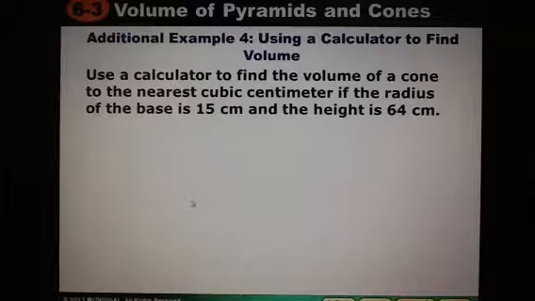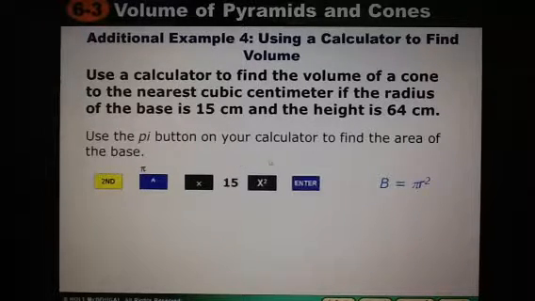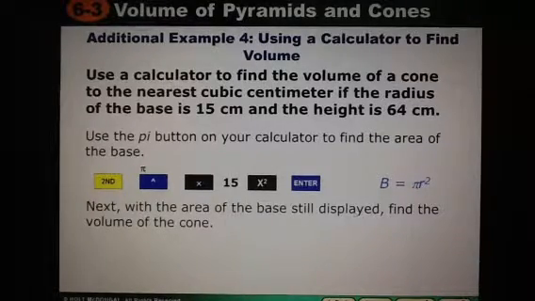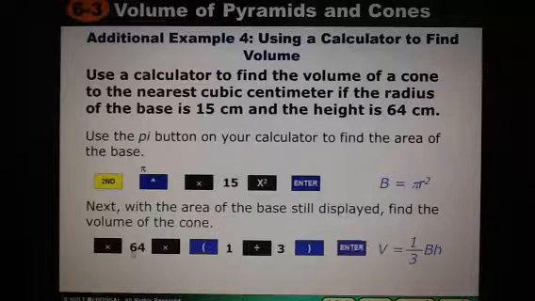Use a calculator to find the volume of a cone to the nearest cubic centimeter. And on that one, we're just showing you how to use it on the calculator to know that when you multiply on our calculators, you do not have to use the second function, we're just doing pi, so all we have is pi on there, and on your handout it says that. Multiply it by 15, and then you hit the x squared button and it will just square the 15 and hit enter. And then once you find the area of the base, you leave that in the calculator, and then multiply that by the height, which is 64 centimeters.